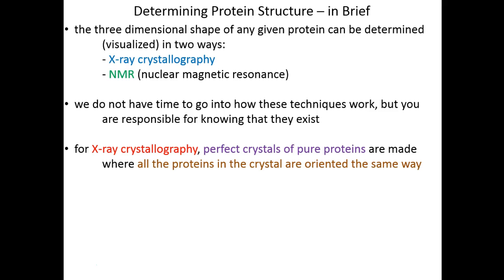For X-ray crystallography, perfect crystals of pure proteins are made, and by shining X-rays into those crystals, the way those X-rays are diffracted gives you a sense of the structure of the side chains and the position of the side chains, which allows you to then infer the overall tertiary shape of the protein.